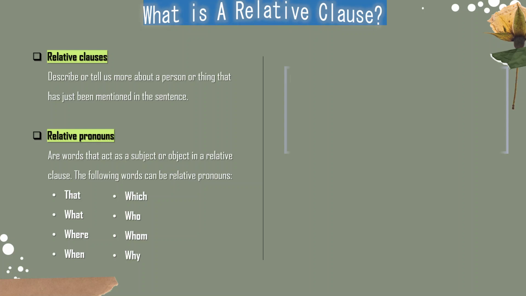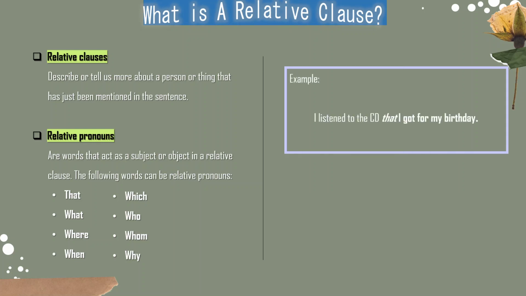So here, I have the example. I listened to the song that I got for my birthday. I listened to the song is a main clause. That I got for my birthday is a relative clause. And that here is a relative pronoun.